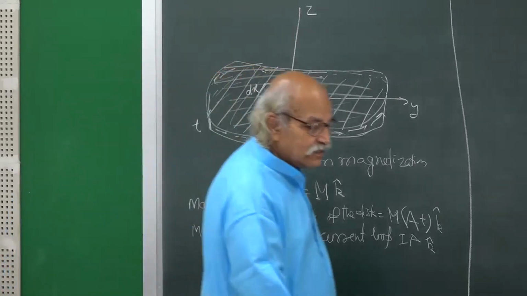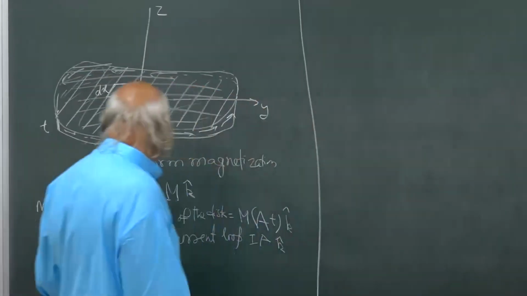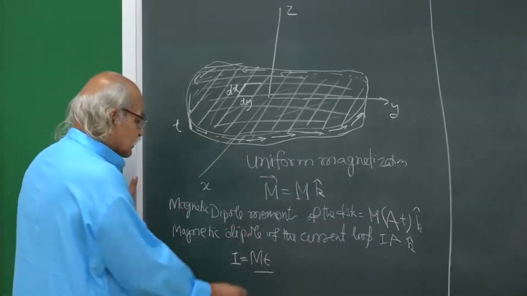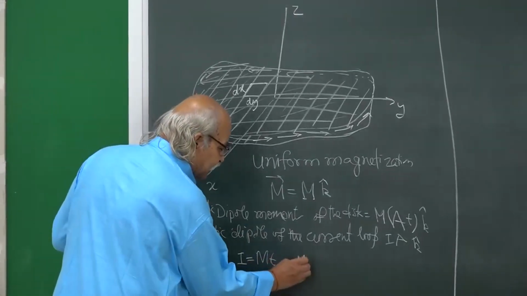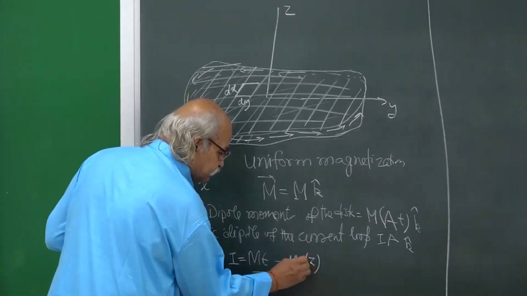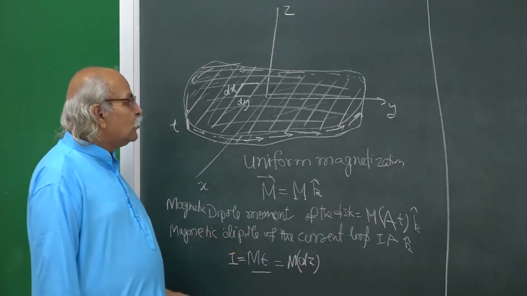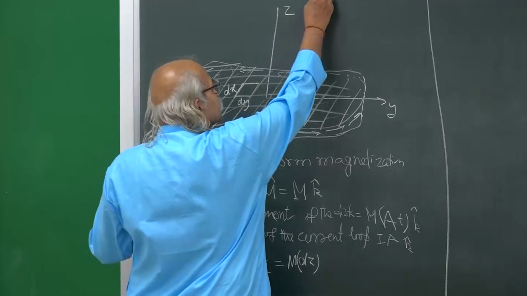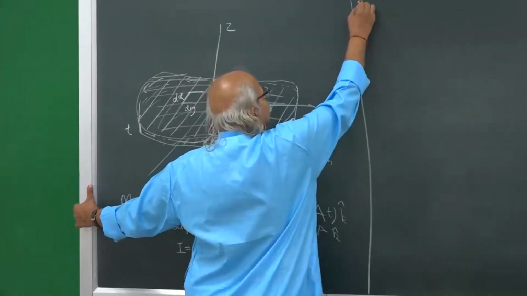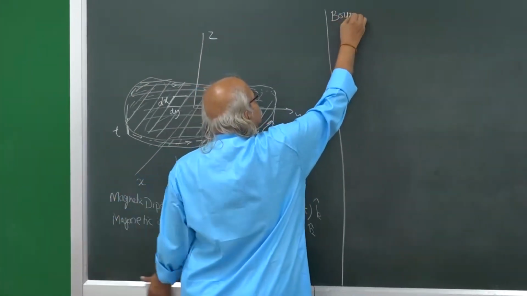How much is this current? That we have already done. I is equal to M times t, that is M times dz. This is the current. Now, this current is known as bound current.